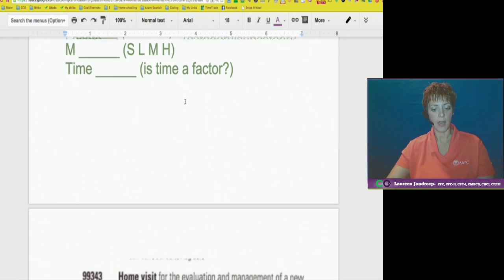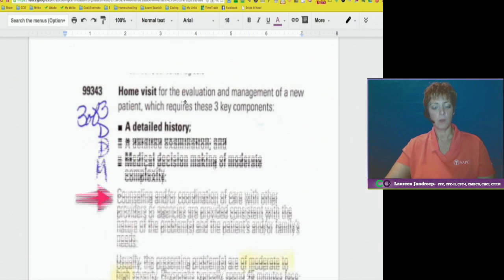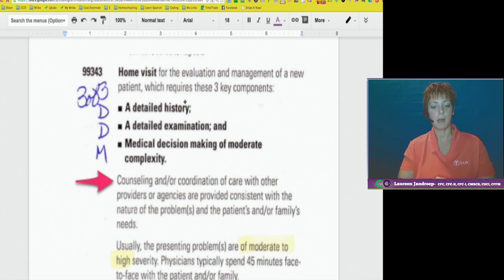So let me show you that. Here's a blown up view of one E&M code from my manual. And I just picked 99343.